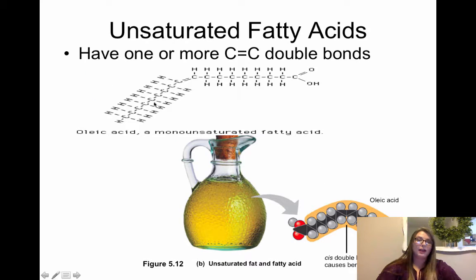Unsaturated fatty acids have one or more double bonds between our carbons. We see this one right here. These are not solid at room temperature, and that's because this little kink right here makes it more difficult for these molecules to lay on top of each other so they don't become solid. A couple examples would be olive oil, sunflower oil, peanut oil.